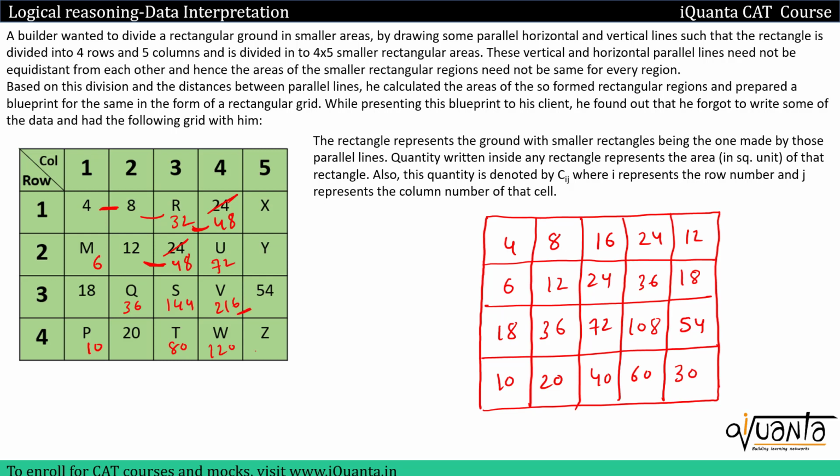At last, between column 4 and 5, I can see that the value in column 4 is 4 times the value in column 5, because 54 into 4 is 216. So I'll write 12 over here, 18 over here and 30 over here. Okay, so now let us check.